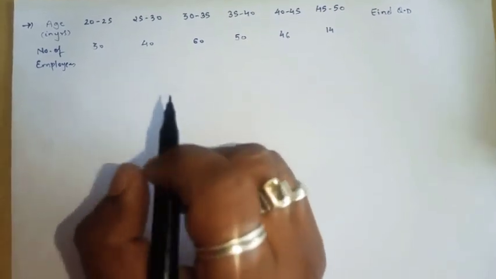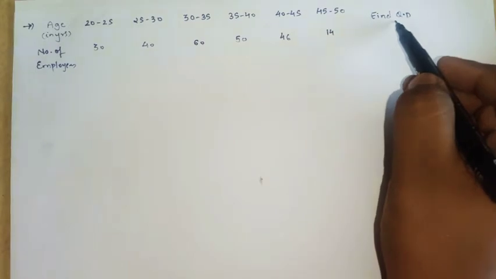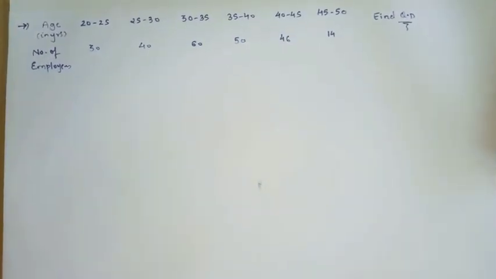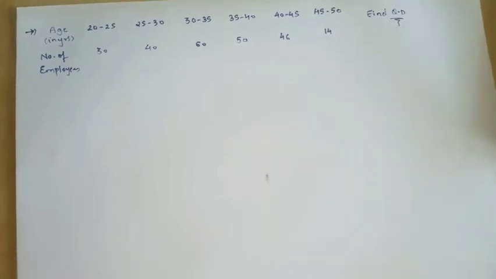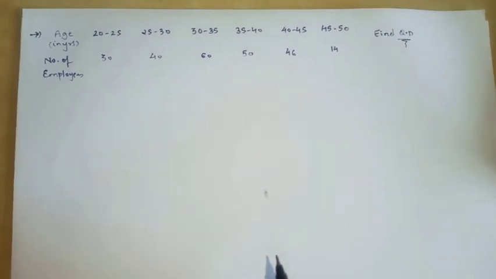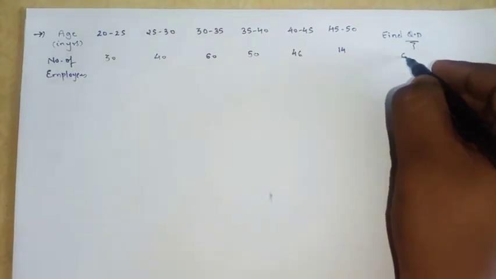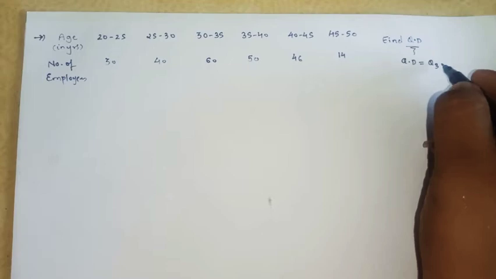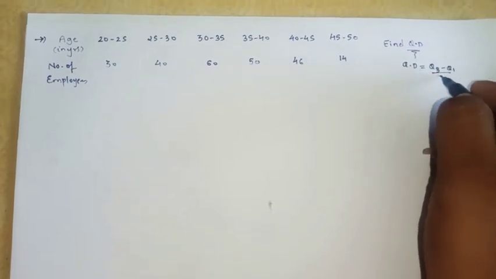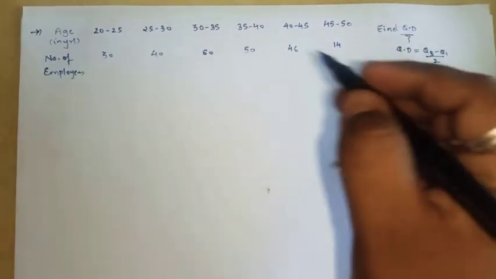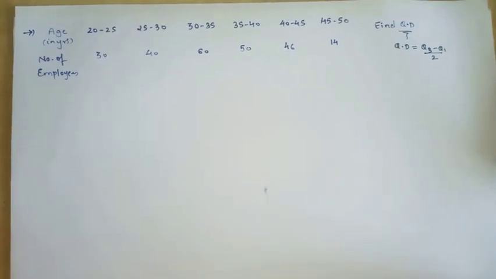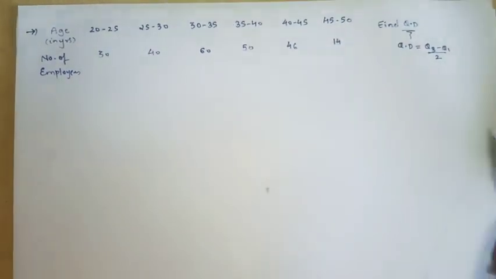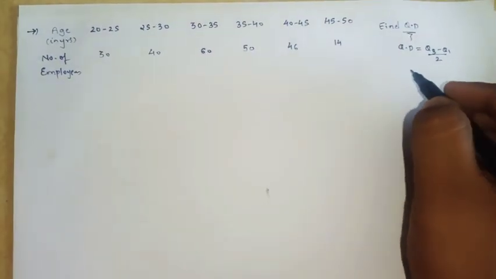Now we have to find the quartile deviation. So we know that to find the quartile deviation, what is the formula? It is Q3 minus Q1 upon 2. So here also we require Q1 and Q3, but here the class which is given is in group, so we have to apply the formula of grouped class.